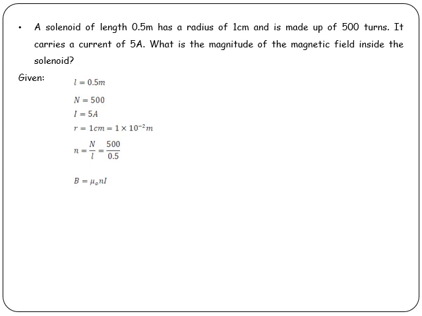Now we will substitute all these values in the formula for magnetic field. B is equal to mu naught N i. When you substitute, you will get the equation as B is equal to 4 pi into 10 power minus 7, this is the constant value for mu naught, into N value 500 divided by 0.5 into current value 5. When you evaluate, you will get the answer as 6.28 into 10 power minus 3 Tesla.